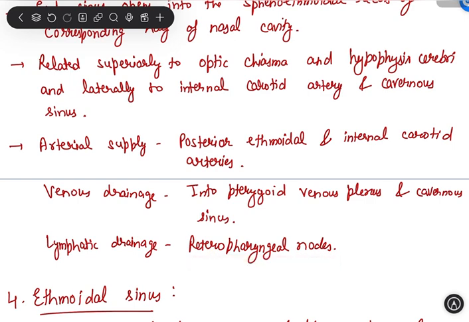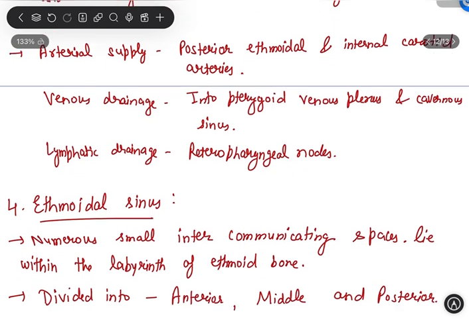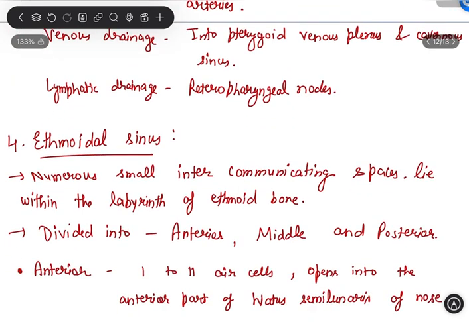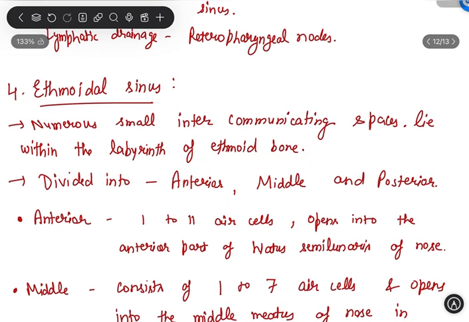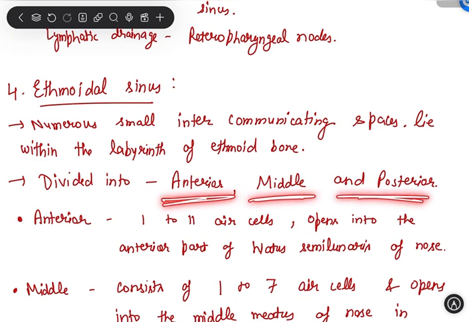Now the last one, that is the ethmoidal sinus. These are the numerous small intercommunicating spaces which lie within the labyrinth of the ethmoid bone, and these are subdivided into anterior, middle and posterior: the anterior ethmoidal sinus, middle ethmoidal sinus and posterior ethmoidal sinus.